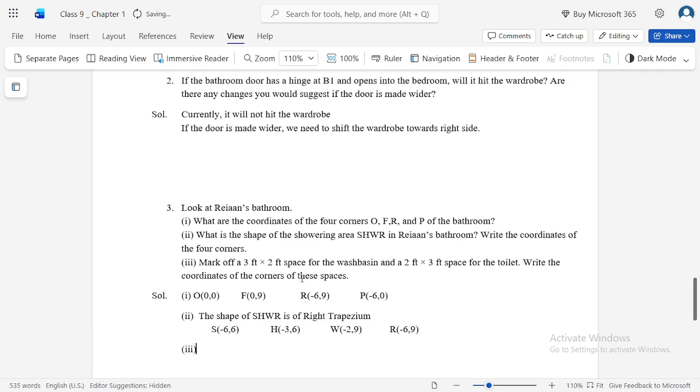Mark off a 3 by 2 space for a wash basin and a 2 by 3 space for the toilet. Write the coordinates of the corners of these spaces. What is the meaning of this 3 by 2? This means 3 is the length and 2 is the width. And what is the meaning of 2 by 3? It means 2 will be length and 3 will be width. So 3 will be on the x-axis and 2 on the y-axis for the wash basin, and 2 will be on the x-axis and 3 on the y-axis for the toilet. Got it? So 3 by 2 is for the wash basin and 2 by 3 is for the toilet.